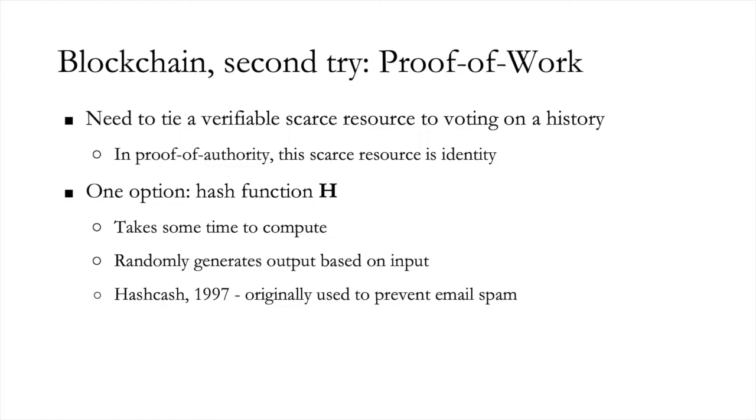This takes some time to compute, and it randomly generates output based on the input. Generally, for proof of work, it must be the case that it takes a long time to compute an input that satisfies a particular function on the output, maybe that the output has a certain number of leading zeros. But once such an input has been constructed, it is very cheap to verify that it satisfies the requisite property. So it takes a long time in Bitcoin, which is the classic example, to mine a block to find a header and a nonce that satisfy the conditions on the output of the hash function, but it's easy for anyone to verify that the block is valid once they have the input.